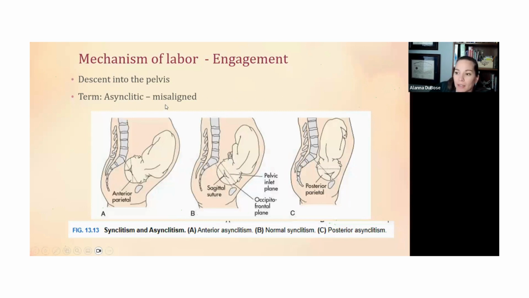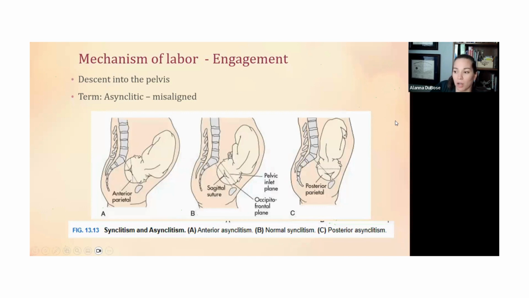This term asynclitic means misaligned. In the South, we sometimes call that cattywampus. This baby is cattywampus, and we mean asynclitic. And what it means is the baby is turned ever so slightly that it's having a hard time coming down and getting fully engaged past like the pubic bone here.